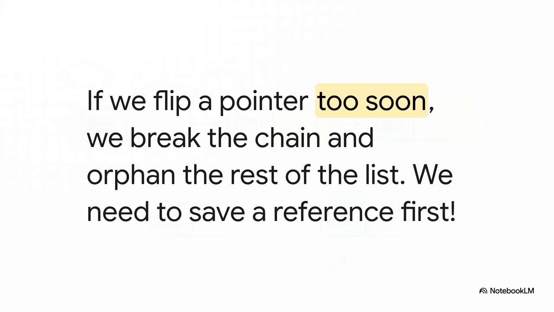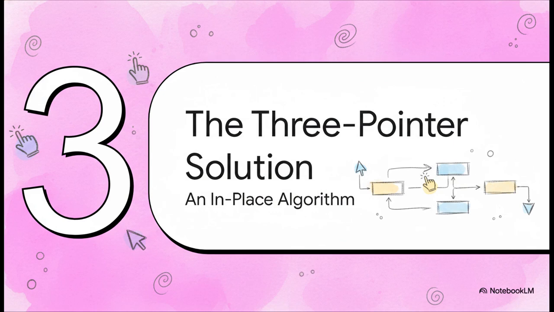And this is what I call the oh no moment. It shows you the core problem perfectly. If we just grab our first node and tell it to point backward to null, well, we've successfully reversed that one link. But look what just happened. We've completely broken the only connection we had to the rest of the list. It's just gone, floating out there in memory, and we have no way to get back to it. Okay, so clearly that's not going to work.